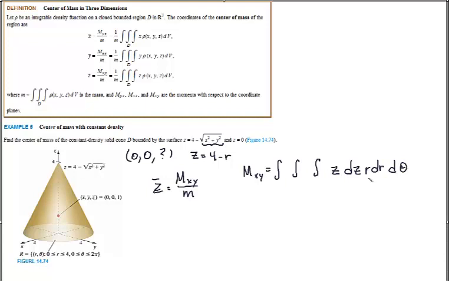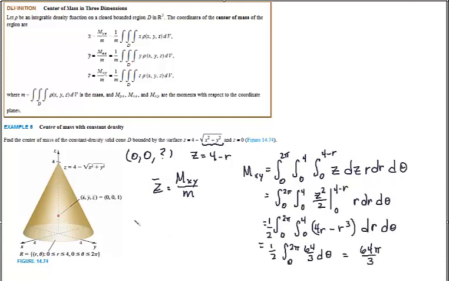Alright, so let's play. My z is going to vary between 0 and this 4 minus r. My radius is going to vary between 0 and 4. My theta goes all the way around, so it varies between 0 and 2 pi. And this is much easier now. So let's just integrate.